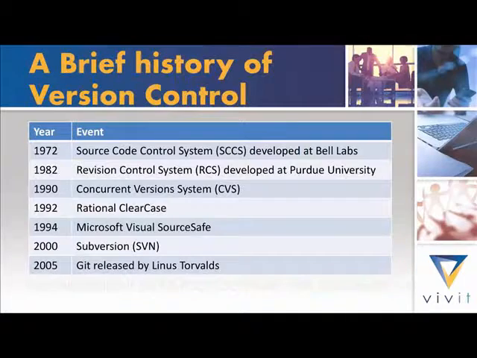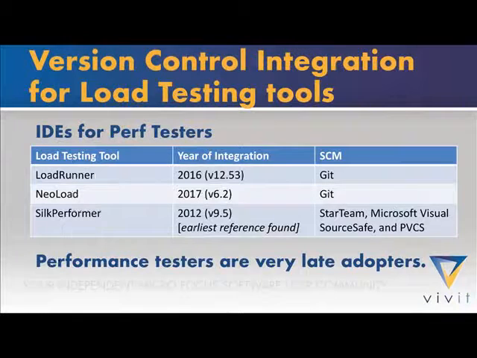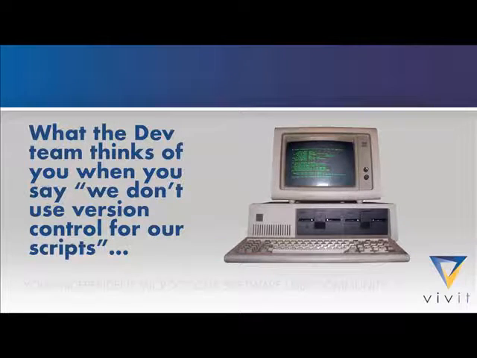late 90s. Software-based version control has been around since the 70s, and for a software developer, use of version control has been taken as a given since at least the 90s. But in the performance testing world, it's only in the last couple of years that support for version control has been built into our tools, so we're very much late adopters when it comes to version control. And when the dev team finds out that you're not version controlling your scripts, they kind of look at you like you're a caveman or something. But at least with version control, we're finally catching up.